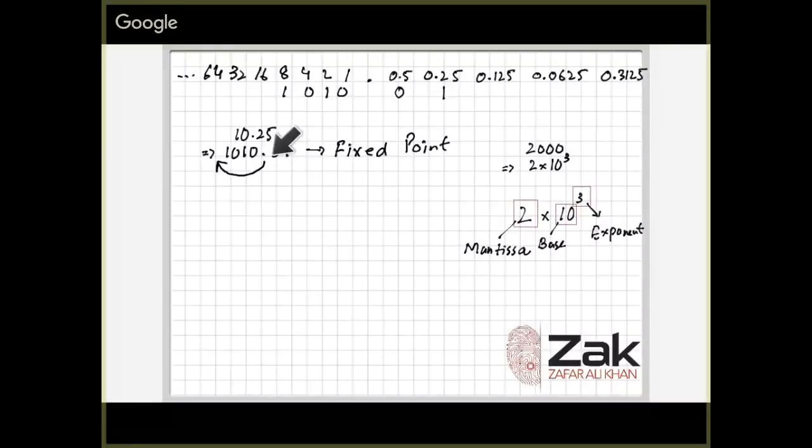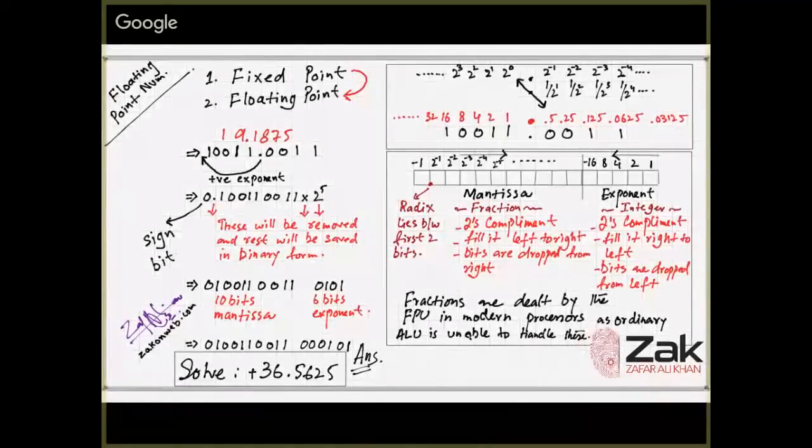Similarly, over here the rule says that you have to move the point no matter what, all the way to the left. So this would become 0.101001. I have removed the point from this location and I have moved it to the left. Now, why have I moved it to the left all the way? Because of a few reasons. Let's discuss those.